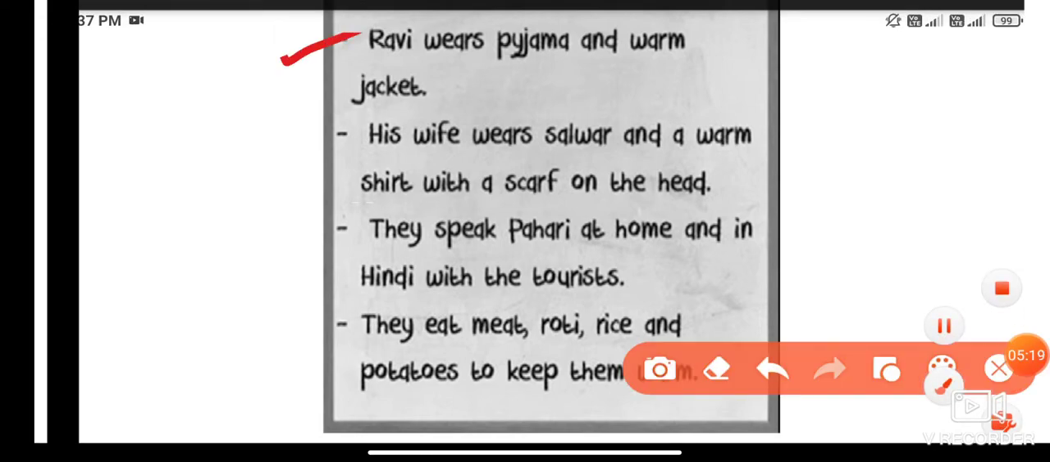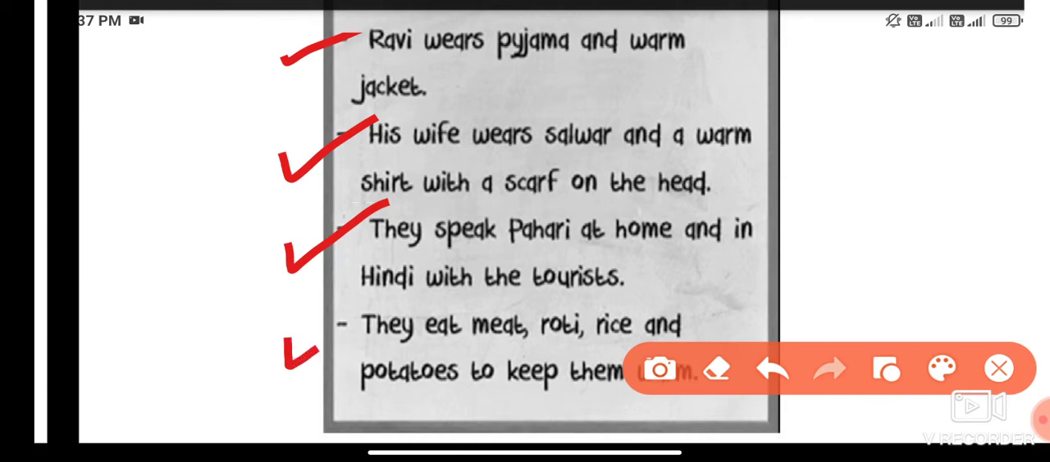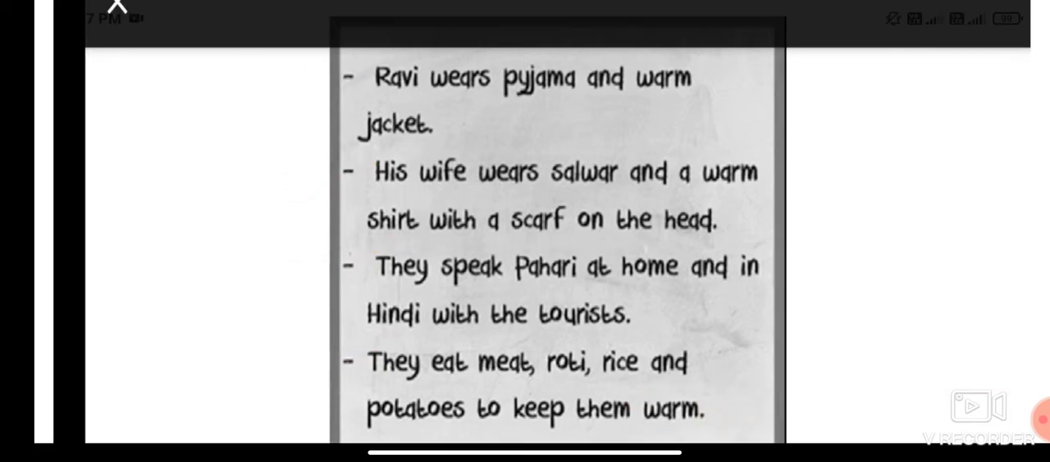So, Ravi wears pajamas and a warm jacket. His wife wears salwar and a warm shirt with a scarf on the head. They speak Pahari at home and Hindi with the tourists, or when someone comes and visits the shop. They eat meat, roti, rice and potatoes to keep them warm. I hope you got it.